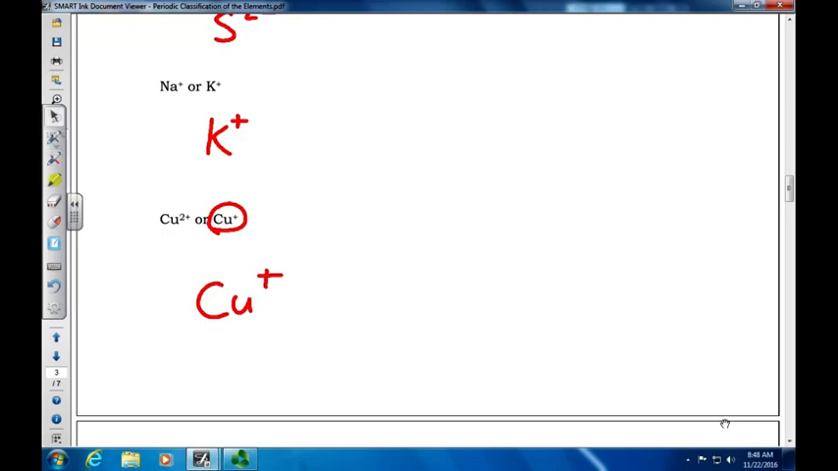Just make sure that you take some time and study the periodic table and make sure you understand the trends and why they occur the way they do.